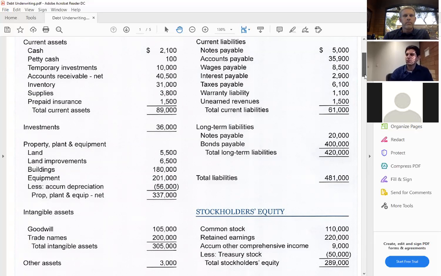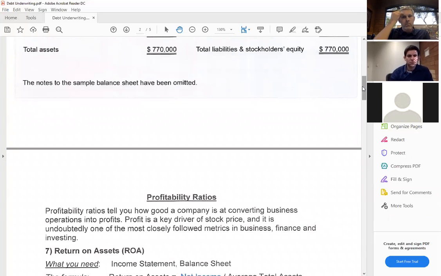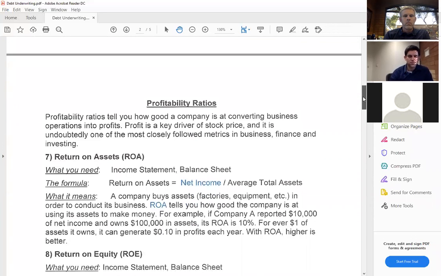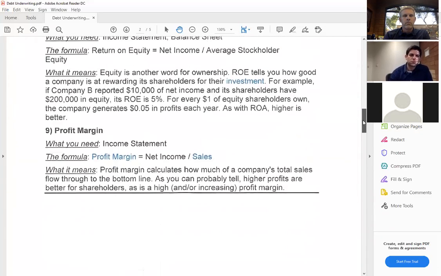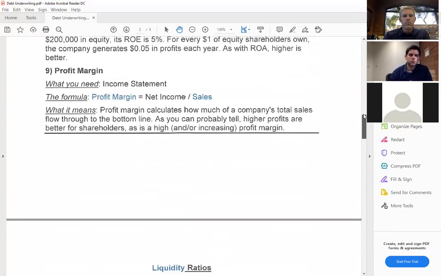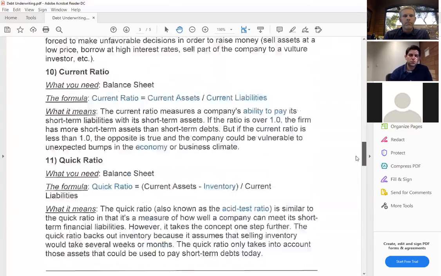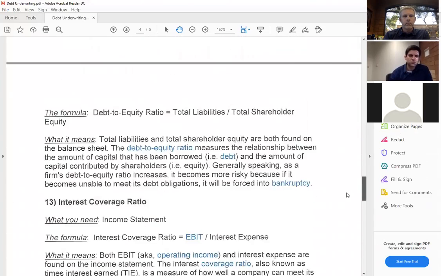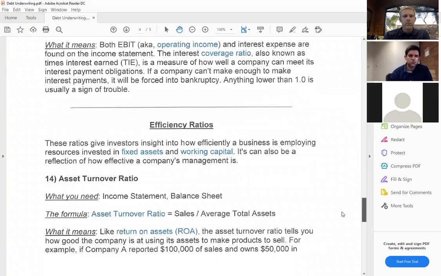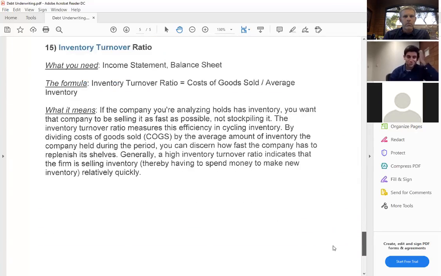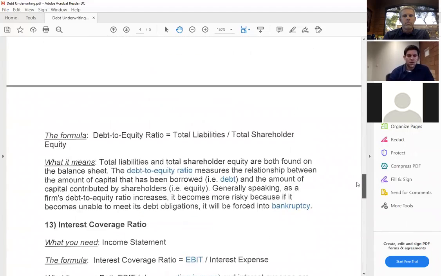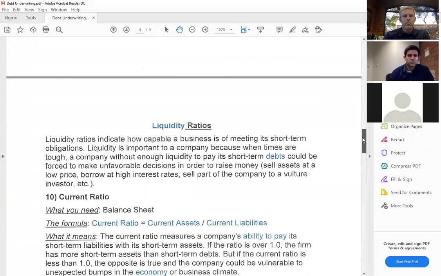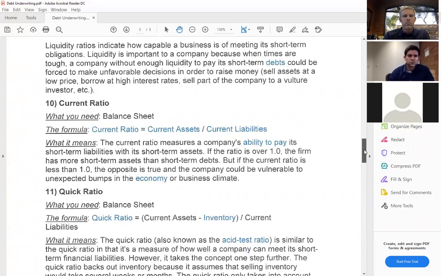Like I said, the first page is this templated balance sheet, and then from page 2 on we go over the different types of ratios. There's quite a few of them: liquidity, profitability, debt ratios, interest cover, efficiency ratios, probably much more than you need. The ones that I really focus on are the current ratio or quick ratio.